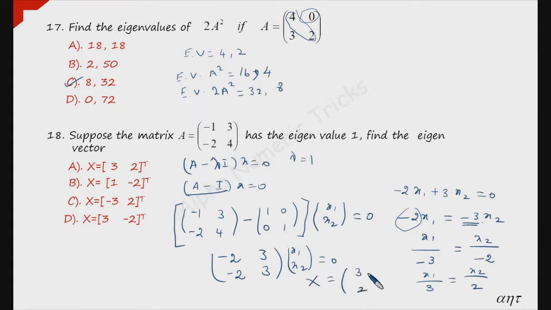This is the eigenvector. But in our problem, it is given in terms of the transpose. So (3, 2) transpose is the eigenvector of the matrix A corresponding to the eigenvalue lambda is equal to 1.